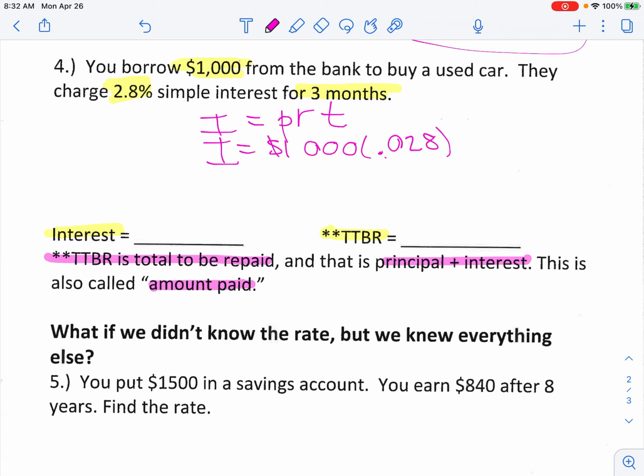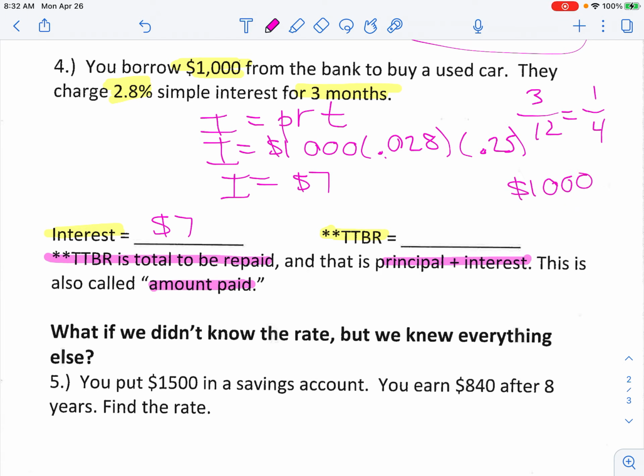Now, think carefully about where it says 3 months. That's not the number 3. 3 would be 3 years. 3 months is 1/4 of a year, right? 3 months out of 12 months is 1/4 of a year. So we're actually going to multiply that by 2,500ths. When we go to our calculator and multiply all of that, the answer says $7. So in 3 months, you're going to owe $7 interest back to the bank.